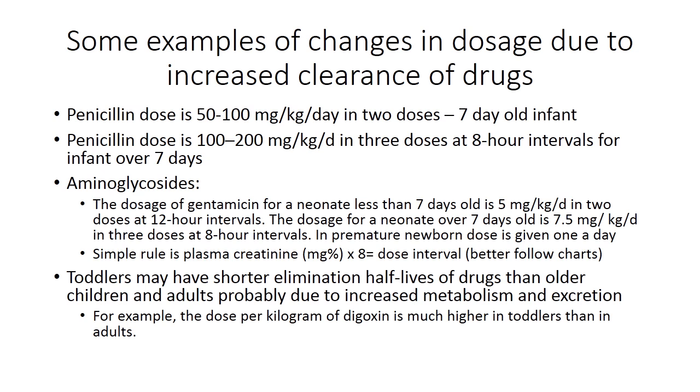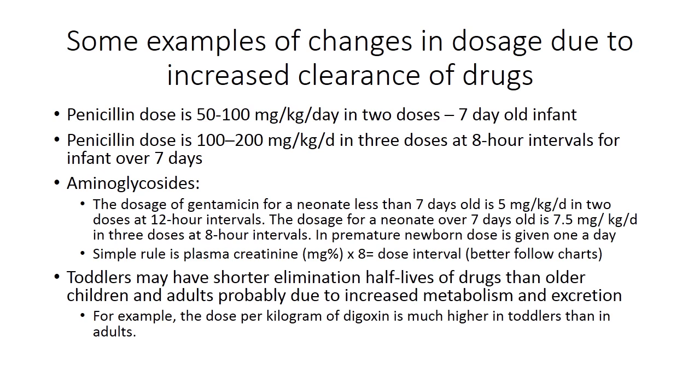Simple rule is that dose interval can be calculated depending on the level of plasma creatinine. If plasma creatinine is doubled, the dose interval is also increased by 2. So it is a simple one. So a factor of 8 is equal to dose interval.